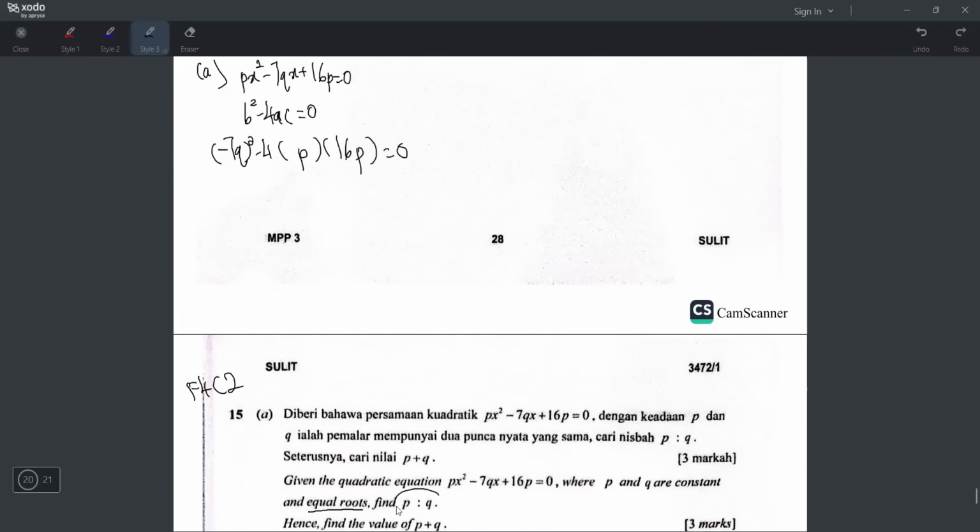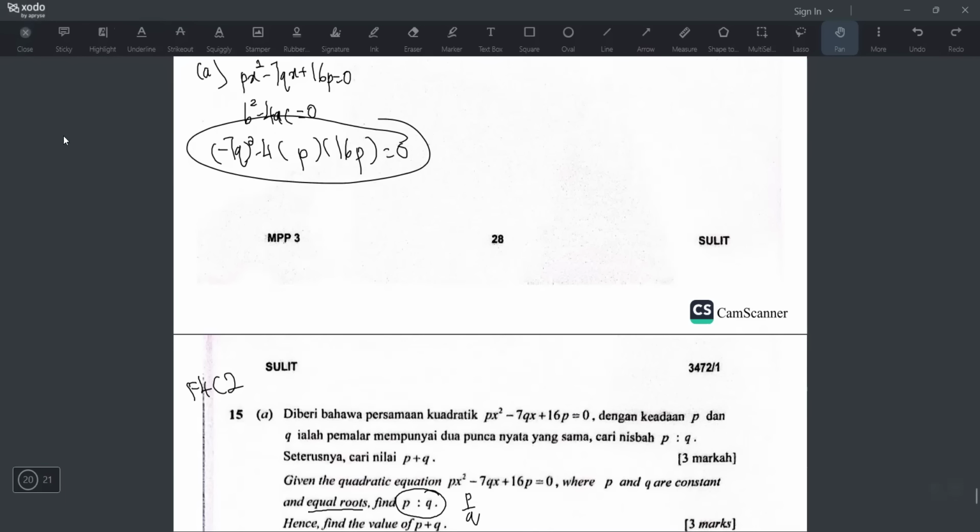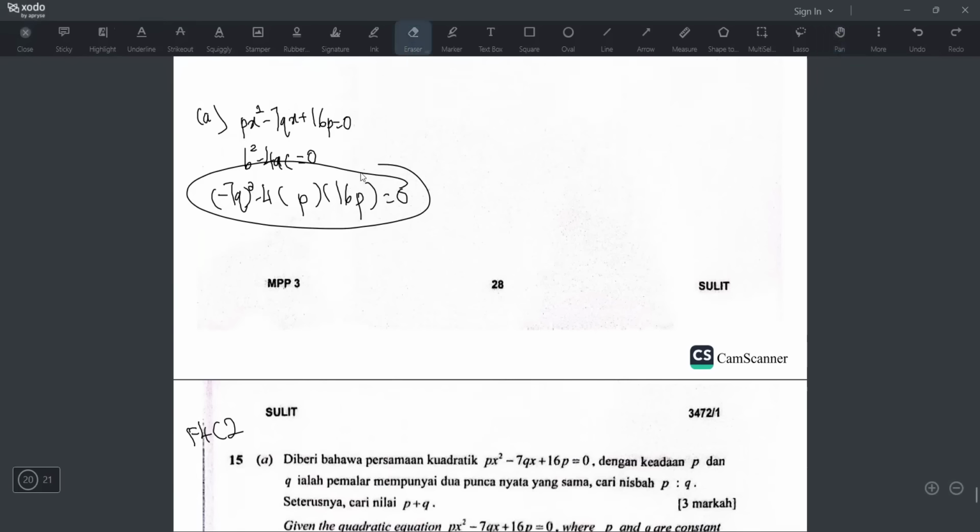Some of you, maybe you are not very good at algebra, so you don't know how to find the p ratio q. Let me show you. p ratio q is basically p over q. And how do you find p over q from here? Very simple. First, you make p on one side, and then you make q on one side, and then you move them.